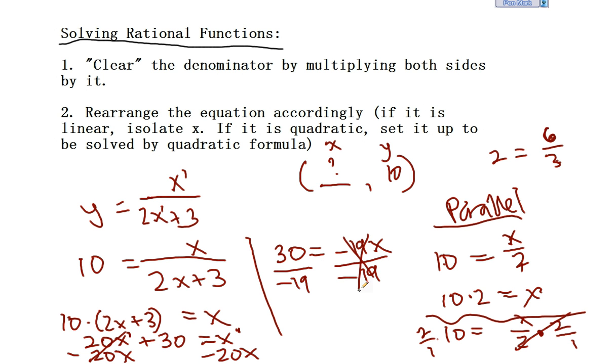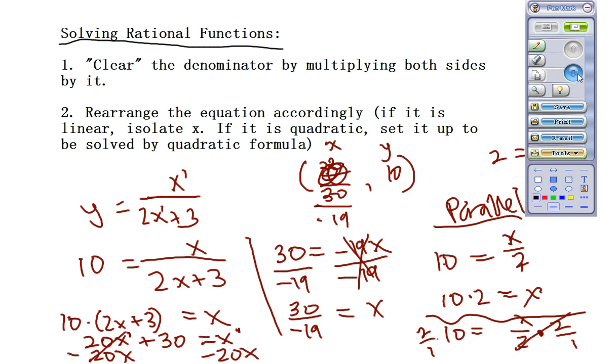Now I should, of course, be able to check my work. If this value that I get, 30 over negative 19, which you can plug into your calculator and see what it is, if I put in 30 divided by negative 19 back in for x, I should get 10 for y. If you round it, of course, you might get close to 10, but it might not round exactly.